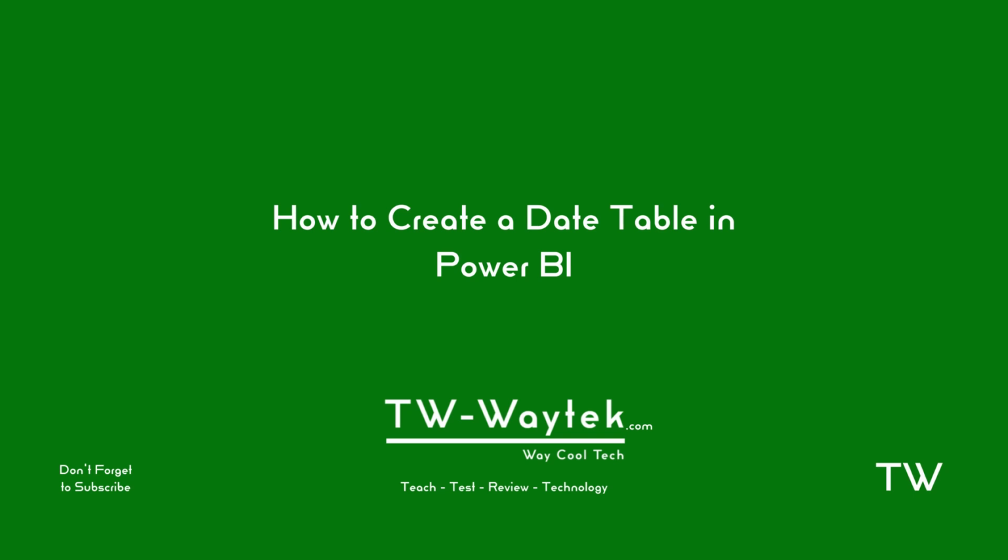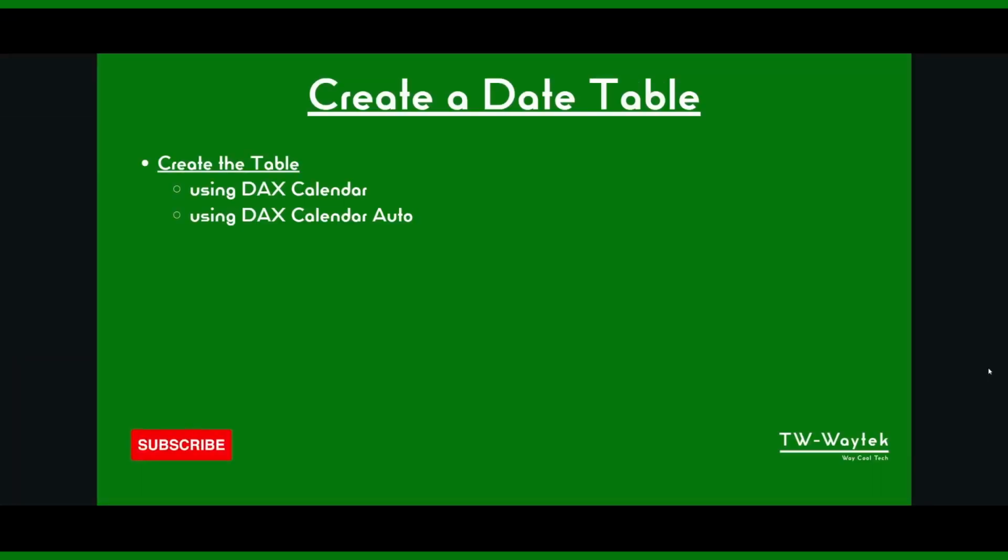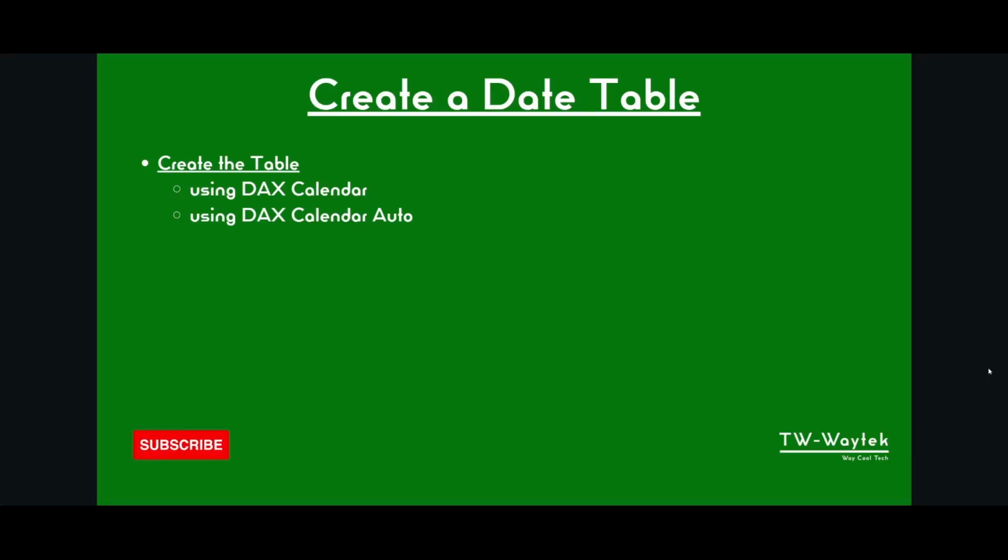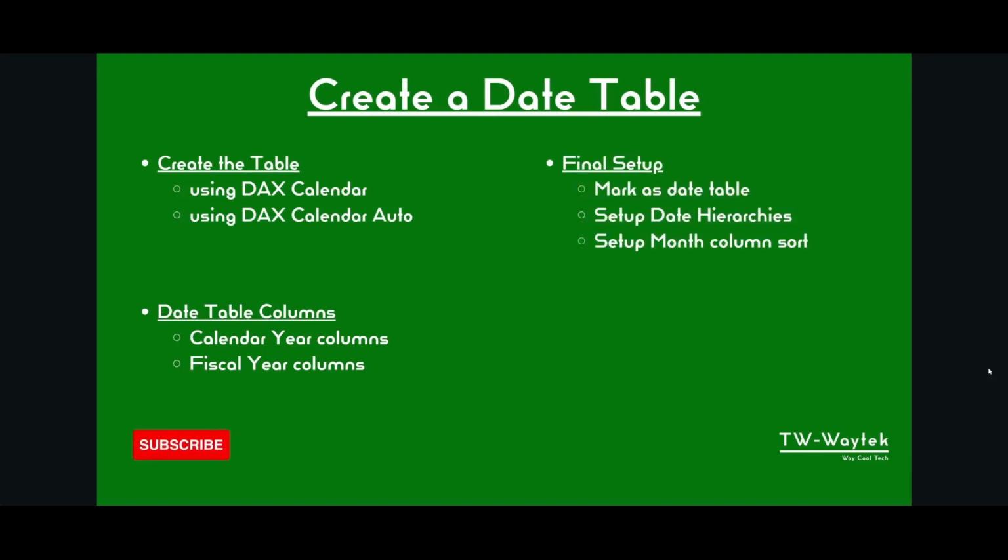Today we're going to be talking about how to create a date table in Power BI. So let's get started. In this video, we'll start by discussing how to create the date table using both the DAX Calendar and DAX Calendar Auto functions. Second, we're going to set up both calendar year and fiscal year columns. Next will be the last part of the date table setup, to include marking the date table, setting up date hierarchies, and then setting up the month column sort. Lastly, we'll review the date table in a report with both the calendar and fiscal year.